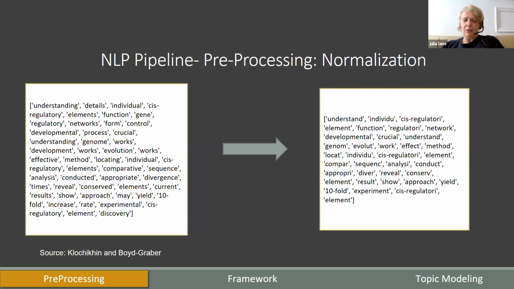Now the next thing is to use normalization or stemming. So you'll see here, is the word elements different from element? Is understanding different from understand? So what you do here is you strip each word down to its fundamental element. And the reason you want to do that, so you'll see that here understand turns into the same word, element turns into one word, and so on.